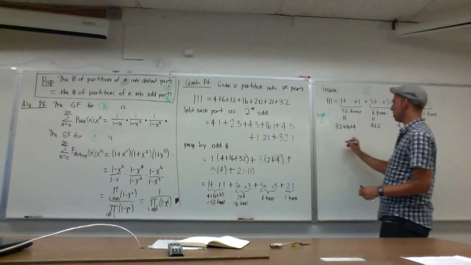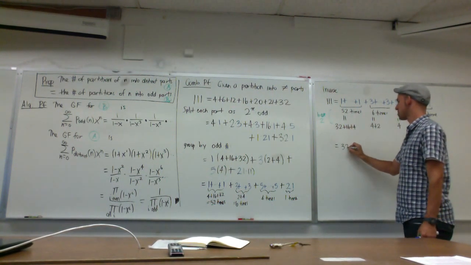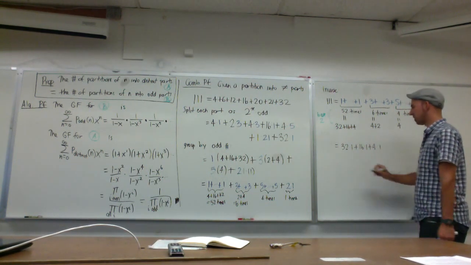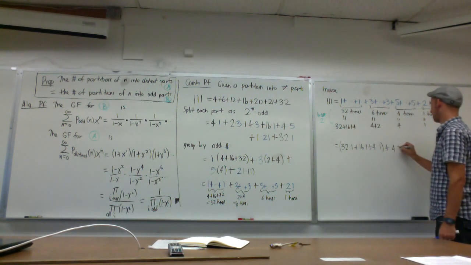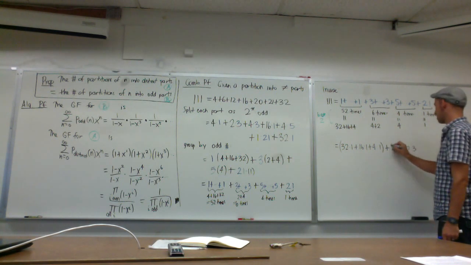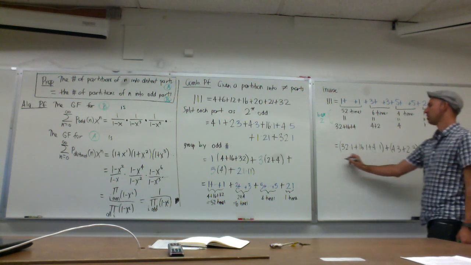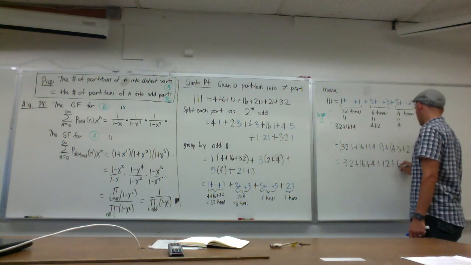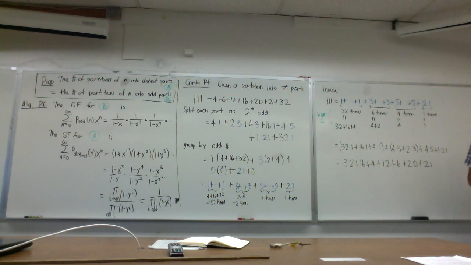And then what do I do? I take 32 times 1 plus 16 times 1 plus 4 times 1 plus 4 times 3 plus 2 times 3 plus 4 times 5 plus 1 times 21, which is 32 plus 16 plus 4 plus 12 plus 6 plus 20 plus 21. Now, why is this something into distinct parts?